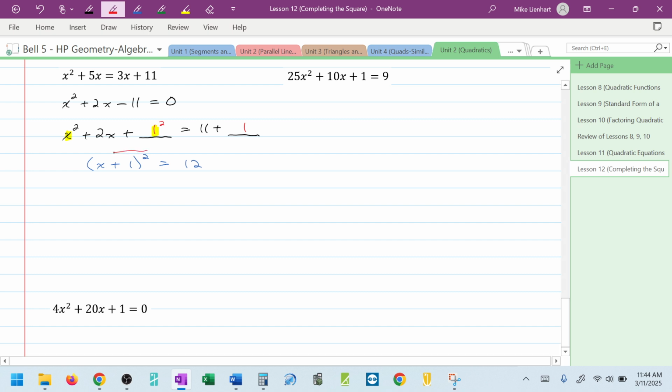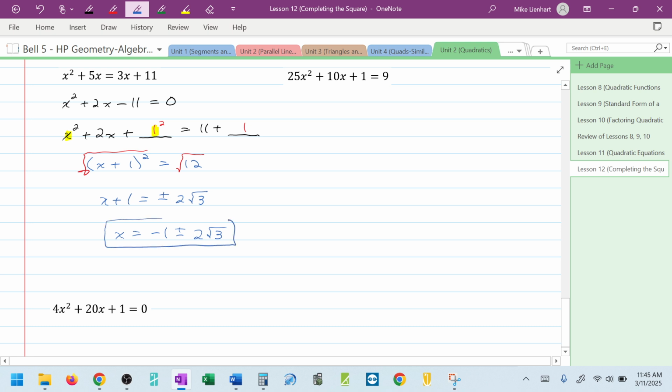I now can use square roots. So that leaves me with x plus 1 equals plus or minus the square root of 12. Now I know the square root of 12 can be simplified. Its factors are 4 and 3, so that leaves me with 2 square root of 3. I'm going to solve for x by subtracting 1. I get negative 1 plus or minus 2 radical 3.